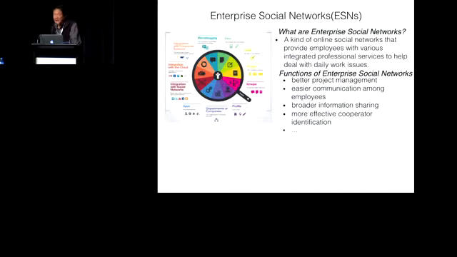So what is the enterprise social network? Basically, an enterprise social network is a social network used in the workplace, which will integrate various professional services to help deal with daily work issues. It provides various functions, for example, better project management, easier communication among the employees, broader information sharing, and more effective cooperation identification. So it's popular in the corporation.